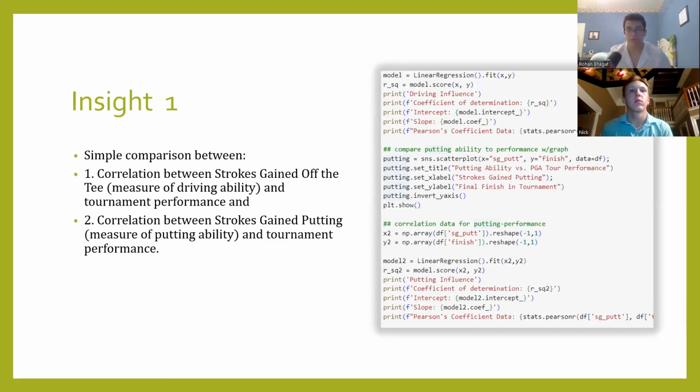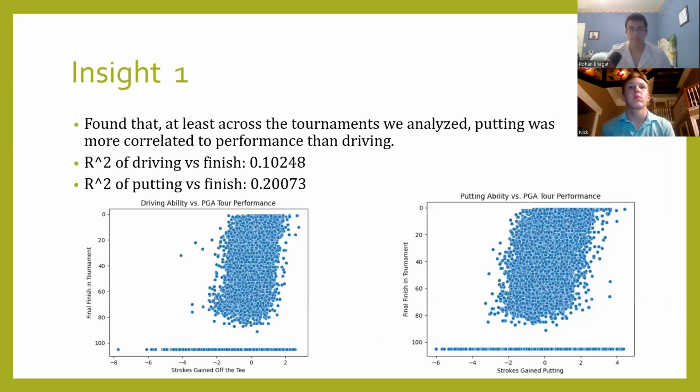And then with our actual data analysis, for our first insight, we decided to do a simple comparison on correlation between strokes gained off the tee, which is a pretty standard measure of driving ability, and tournament performance, and then compare that correlation to the correlation between strokes gained putting and tournament performance. What we found was that at least across the tournaments we analyzed and the data set we used, putting was more correlated to performance than driving.